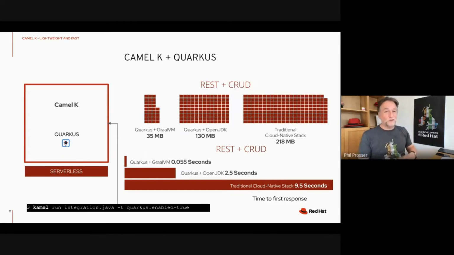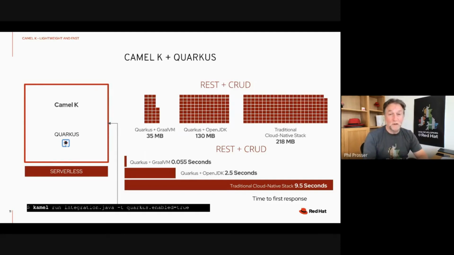If you haven't, you will hear me talk about it again in the future, I'm sure. Camel K can run on Quarkus, so it can basically get all the benefits of Quarkus in terms of lightning fast, quick startup times and low memory usage. So that's a really cool thing to be able to do.